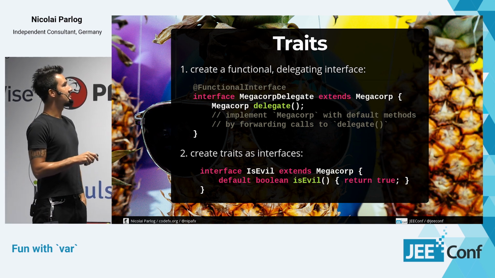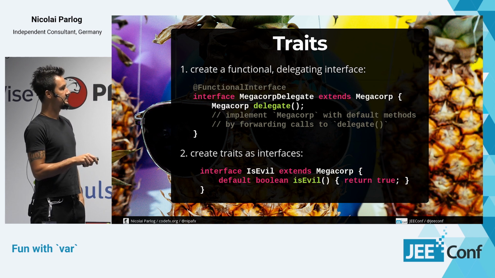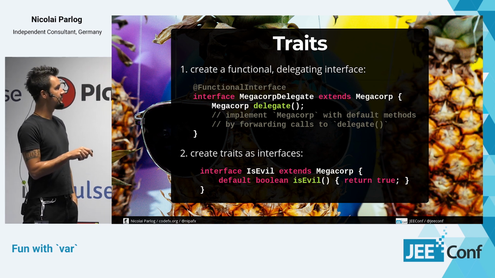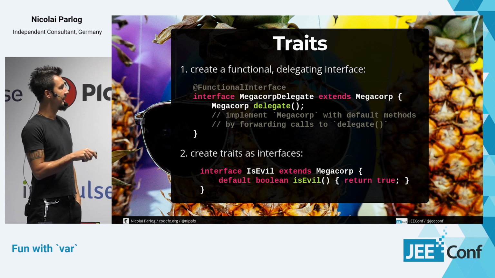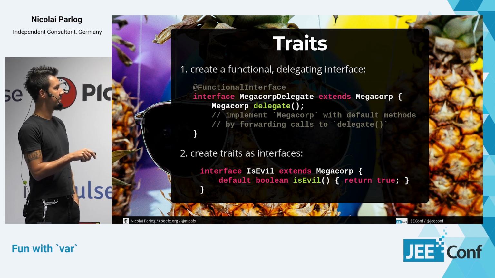The first thing that you do, you have this MegaCorp interface here, and you create another interface that extends it. It has this single abstract method, megacorp, which is a delegate. I will show you in a second why you need that.